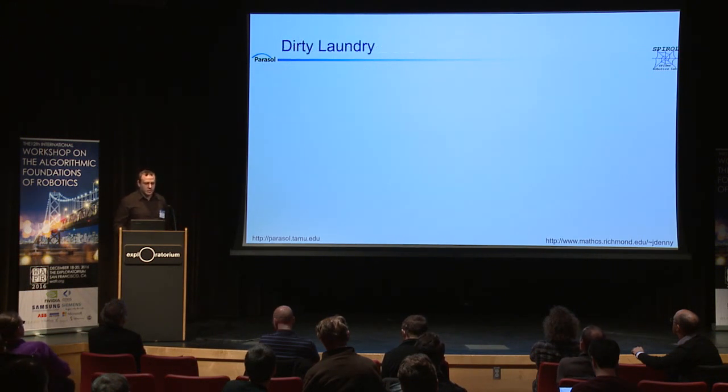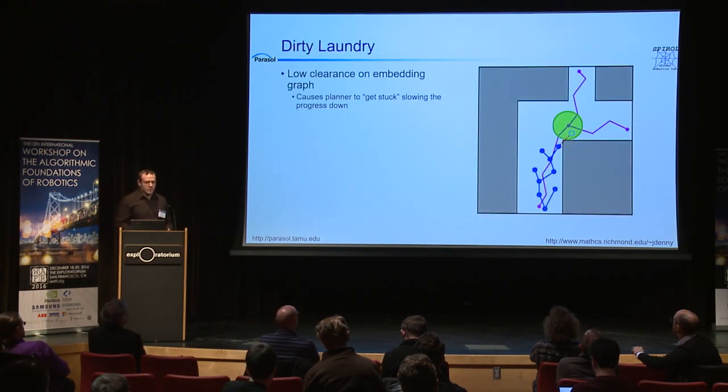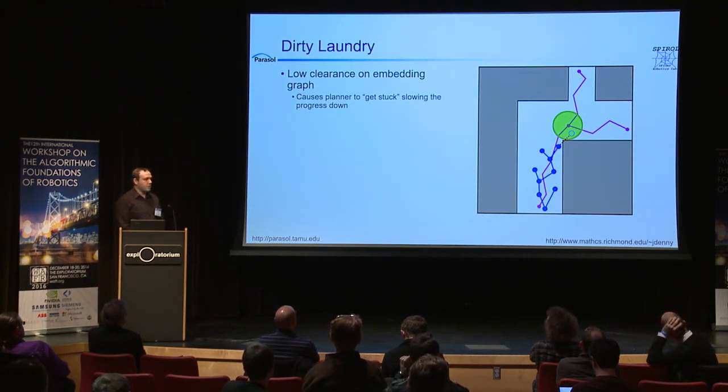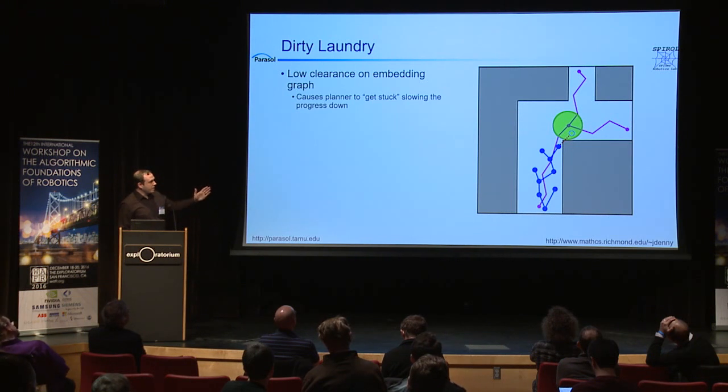And so, a little bit of dirty laundry before I finish up. One thing in our embedding graph that would be worth looking at is modifying it to improve its clearance. Right now, the embedding graph, shown in pink, can get really close to the corners in an environment, which is very problematic when trying to extend our RRT that way. So that's something we might look at: modifying the embedding graph to overcome that.